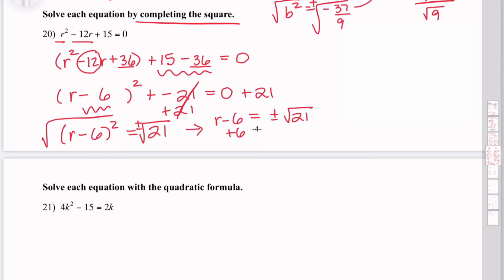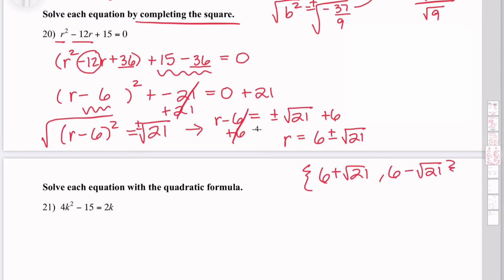The last step is to add 6 to both sides. So r equals 6 plus or minus the square root of 21. Since 21 does not have any factors that are perfect squares, we're just going to leave it as is and say that our r value is 6 plus root 21 and 6 minus root 21.